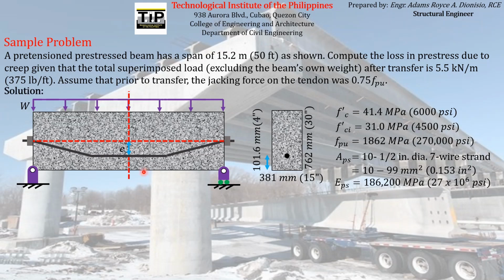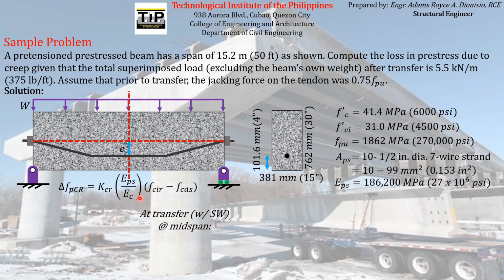And then the modulus of elasticity of the pre-stressing reinforcement is equal to 186,200 megapascal. So to start the solution, we know that the formula for the pre-stress loss due to creep, according to the ACI-ASCE Joint Committee, is equal to this. So let us try to give the needed parameters to be substituted on this formula for us to be able to find the pre-stress loss due to creep.